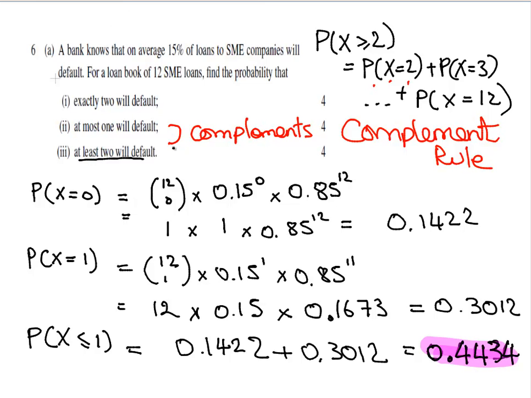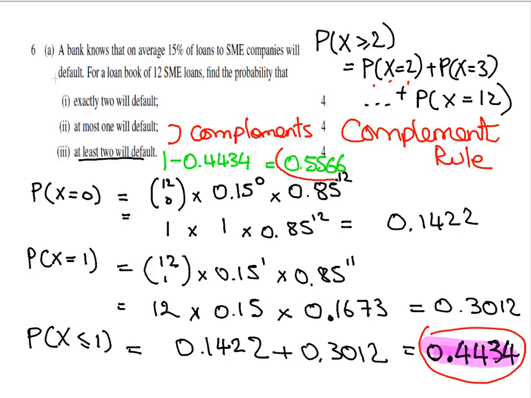So the answer to this one, I'll write it here in green, is 1 minus 0.4434, and that is equal to 0.5566. So the answer to this last one, at least 2 will default, is 0.5566. So that ends this presentation on the binomial distribution. Again, the answers to the last two are 0.4434 for at most 1, and for the third one, 0.5566, at least 2 will default. That ends the presentation.